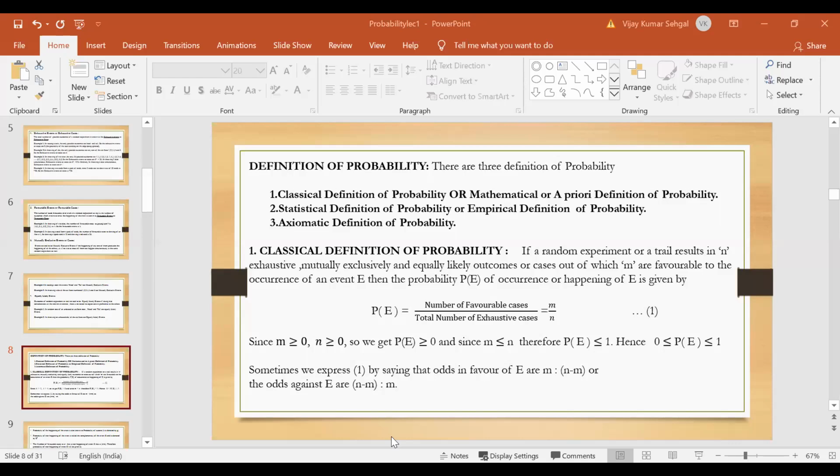The classical definition of probability is the favorable number of cases divided by the total number of exhaustive cases, that is m divided by n. Sometimes we can say that the odds in favor of E are m is to n minus m, because m cases are in favor of E and n minus m are against E. So the odds against E are n minus m is to m.